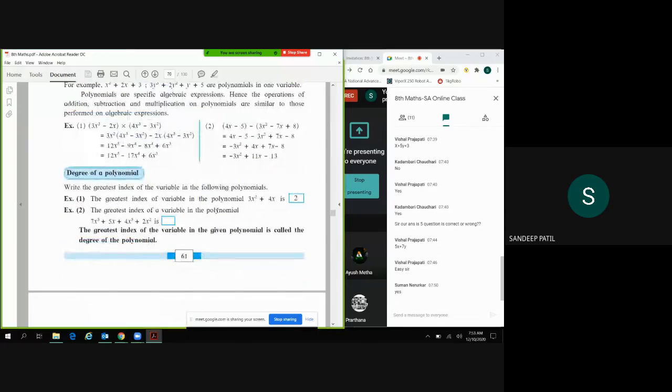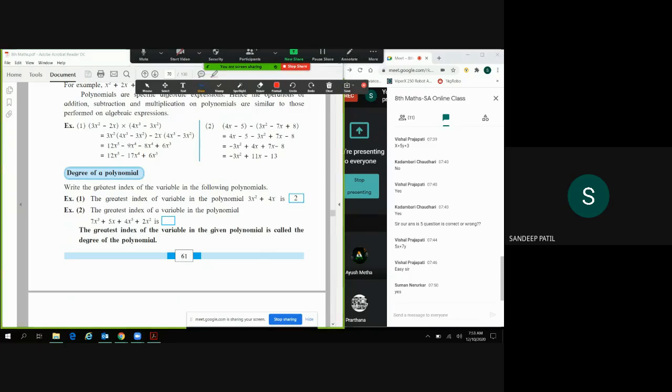So a very important parameter is the degree of polynomial. What is meant by degree of polynomial? The greatest index of the variable in the given polynomial is called the degree of polynomial. Okay, so we can see that in this polynomial, 3x square plus 4x, what is the index of any variable? This is the highest index, right? 2. Here the index is 1. So which is the highest? 2, right? So the greatest index of the variable in the polynomial.